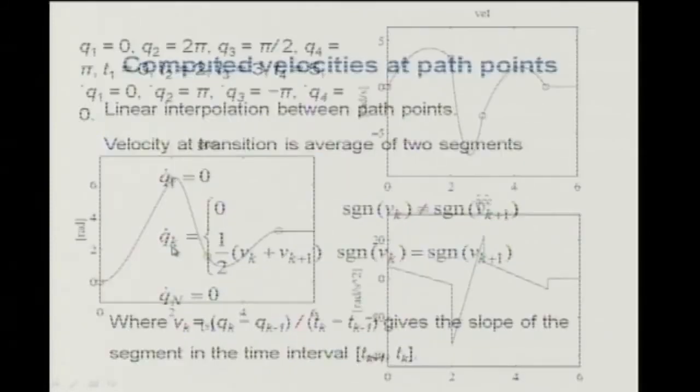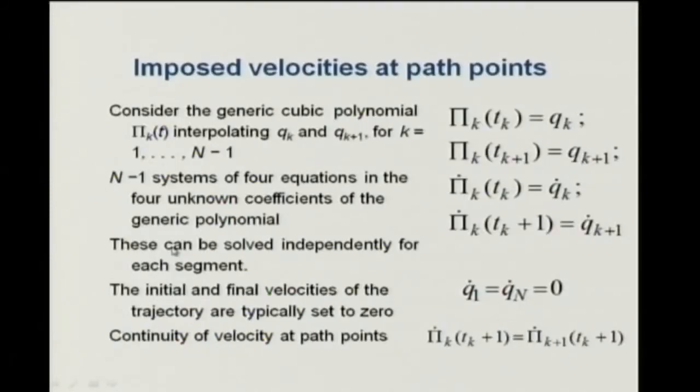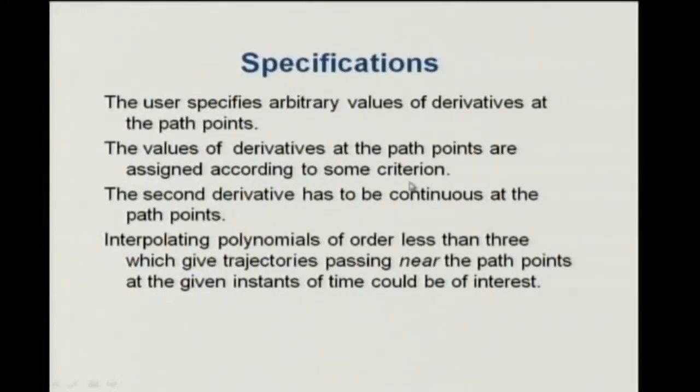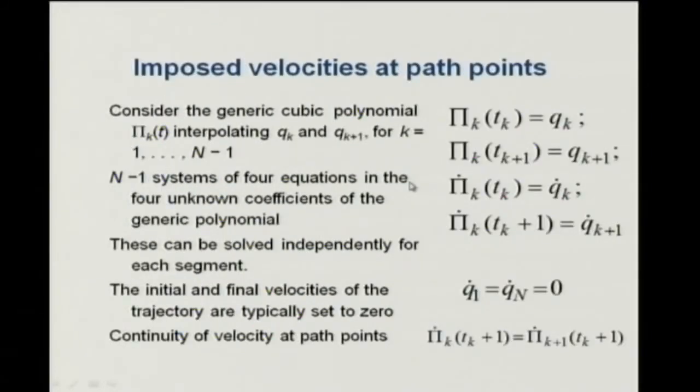Let me come back to this. When I derive these equations, given this set of four equations, I can compute the equation on the segment. To compute this, I need q dot k and q dot k plus 1, the values of the velocity at the two ends.